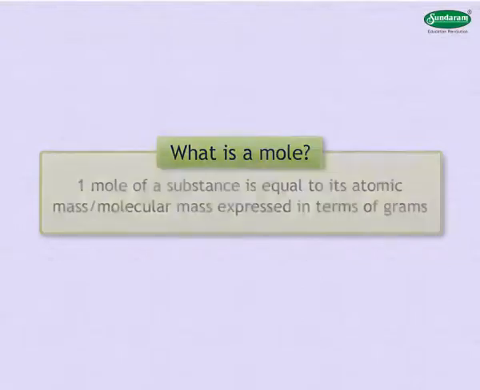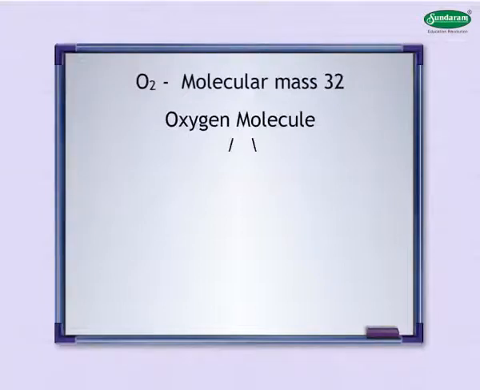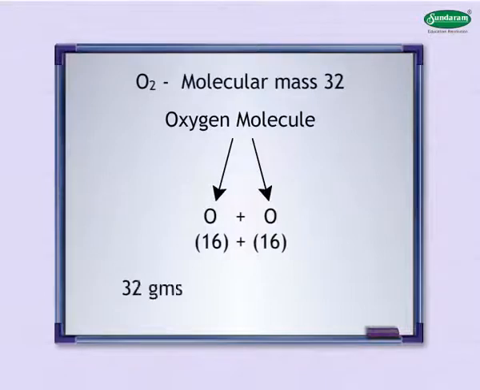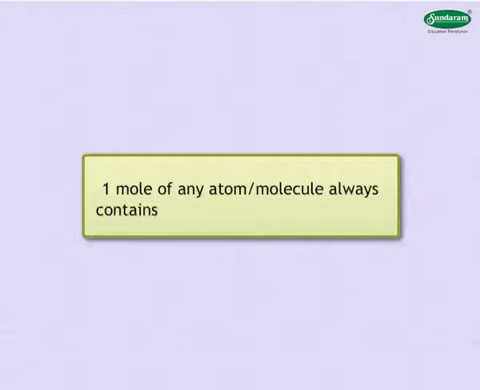For example, the molecular mass of oxygen is 32. 1 molecule of oxygen contains 2 atoms and the mass of each atom is 16. 32 grams of oxygen is equal to 1 mole of oxygen. One of the most well-known scientists, Avogadro, experimentally found that 1 mole of any atom or molecule always contains 6.022 into 10 raised to 23 atoms or molecules.